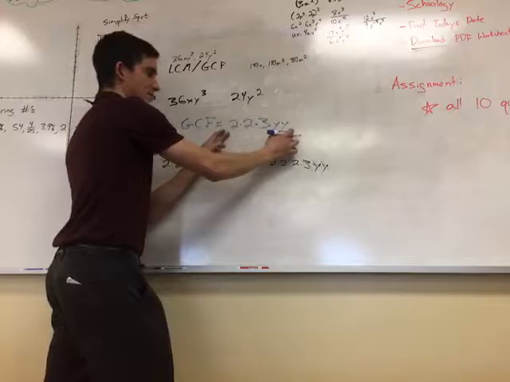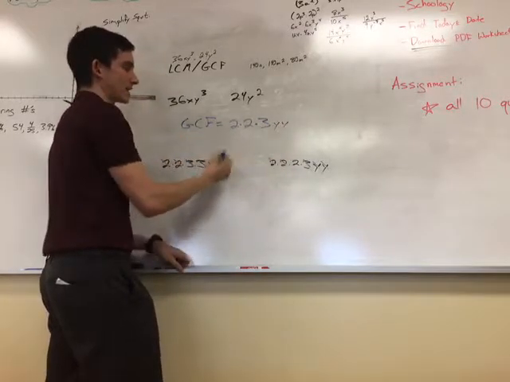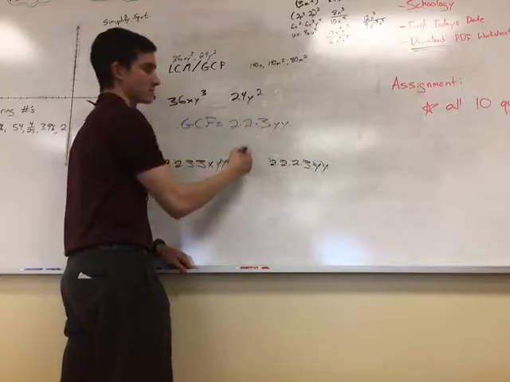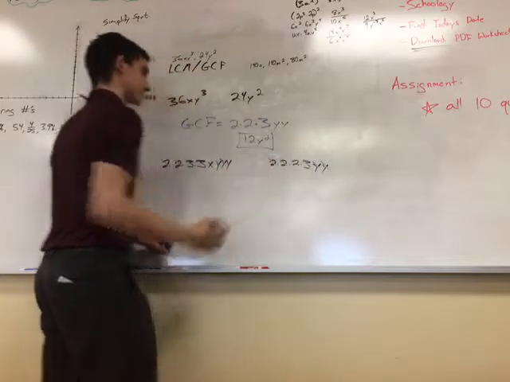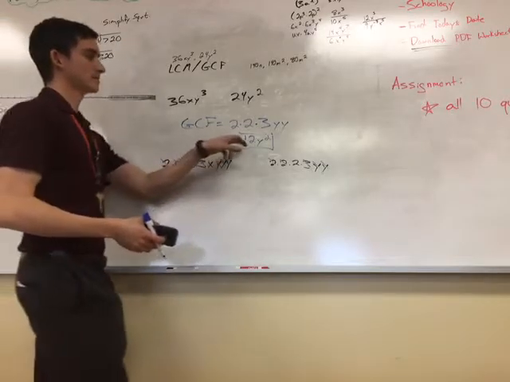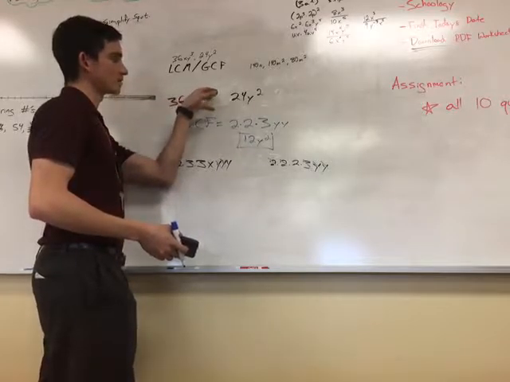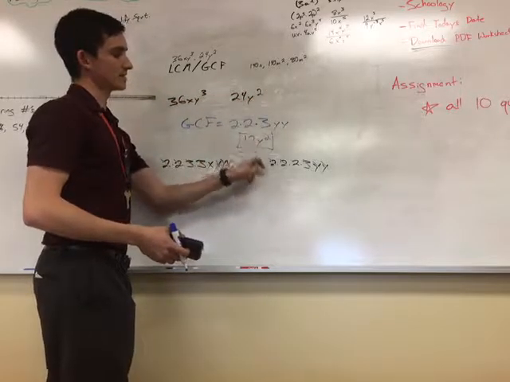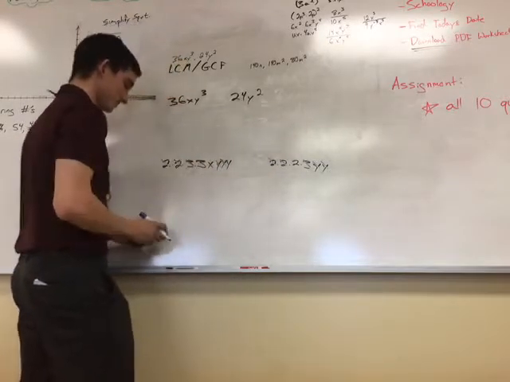These are all the factors that they share. Both of these numbers share 2 2's, 1 3, and 2 y's. So 2 times 2 is 4, times 3 is 12. 12y squared. All right? So there's my greatest common factor. So the biggest number that can divide both 36xy cubed and 24y squared is going to be 12y squared. Okay, least common multiple.